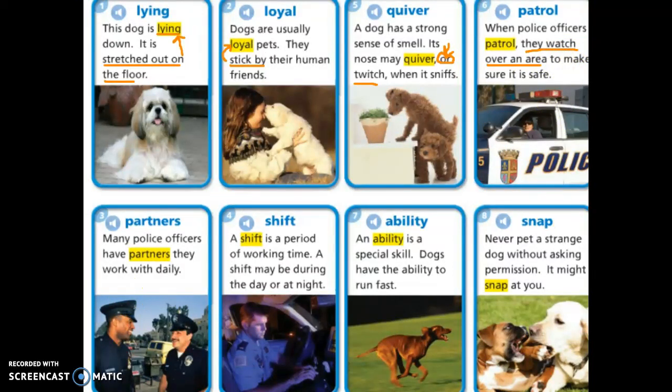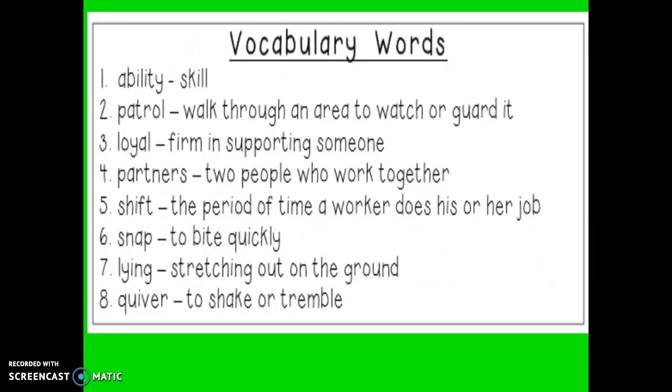Partners. Many police officers have partners they work with daily. Okay, so if they work with daily, they're partners. That helps me guess that partners are somebody that you work with on a regular basis. Okay, partners. Two people who work together.